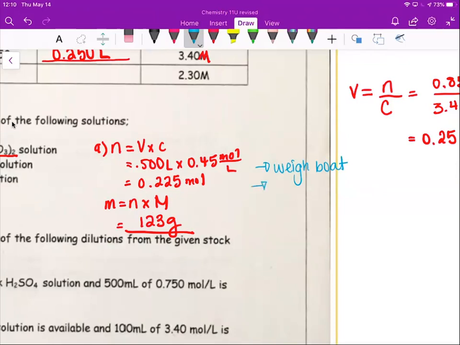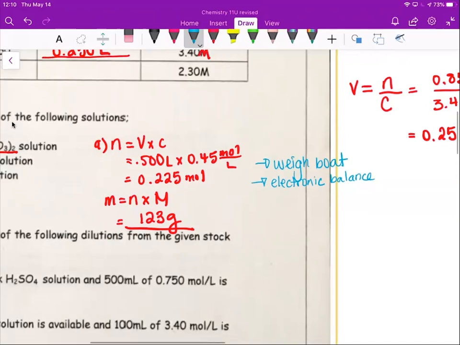You're going to put it on an electronic balance. Don't call it a scale, although students like to call it a scale; we call it an electronic balance. And you're going to tare it or zero it. Both of those words are interchangeable, so that when you put the weigh boat on and press zero or tare, it doesn't account for the weight of that weigh boat.